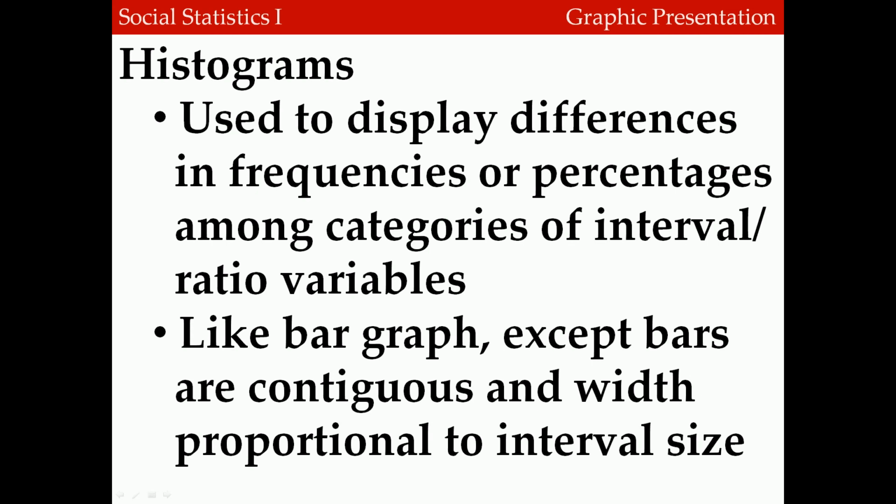Another kind of graph is something called a histogram. This is used for interval ratio variables. It's very much like a bar graph, except the bars are contiguous, and their width is proportional to the interval size of each of the categories.